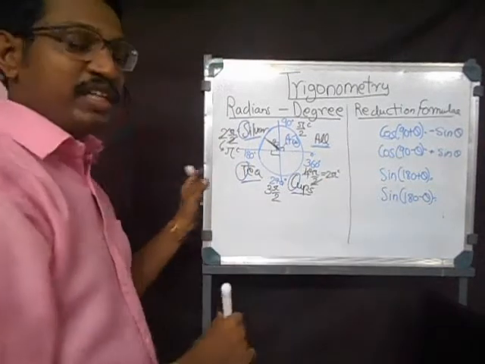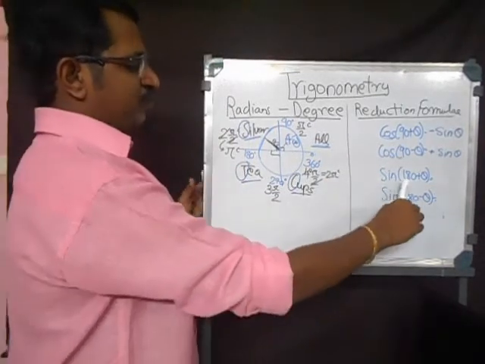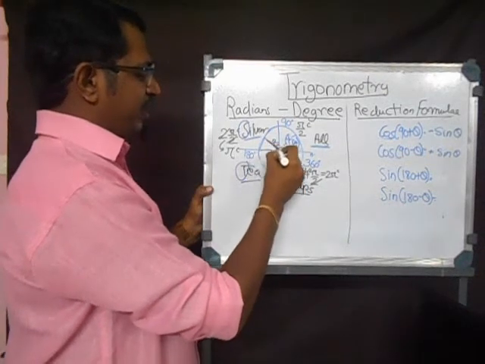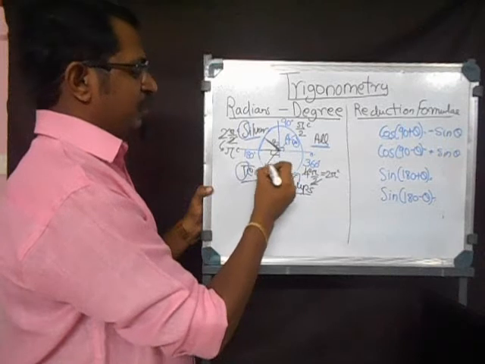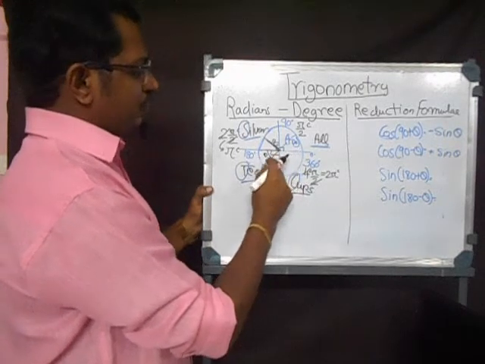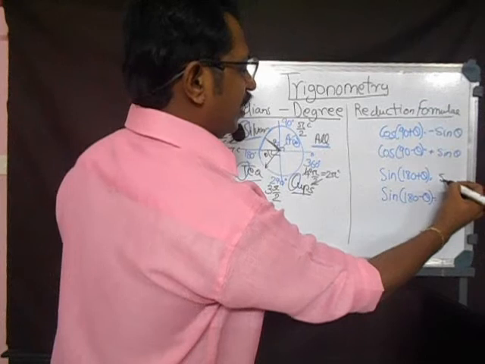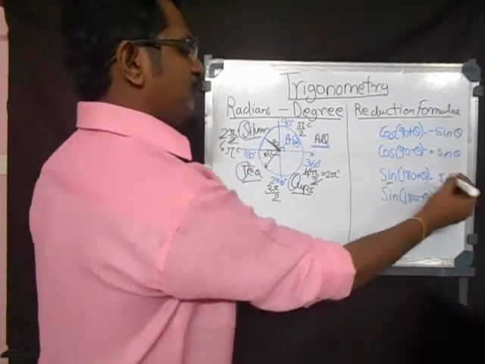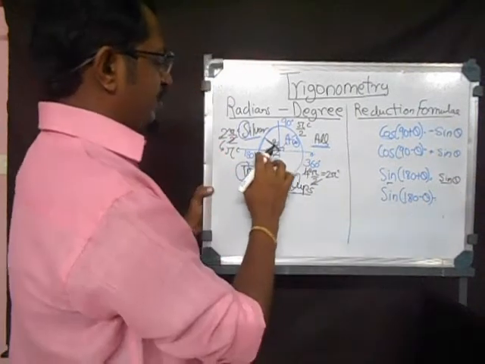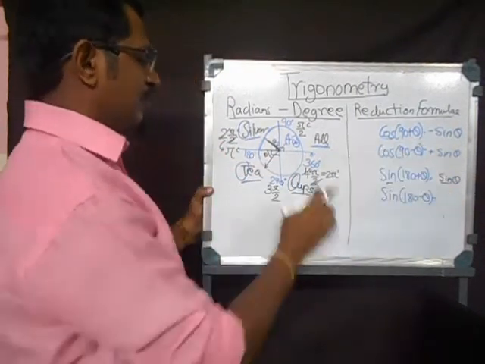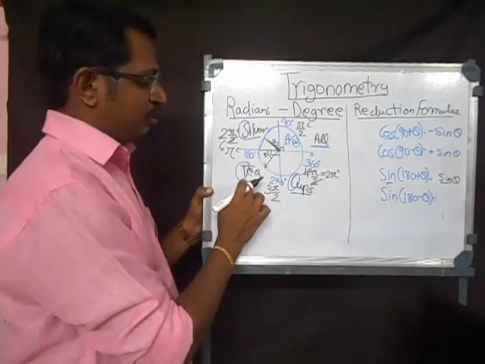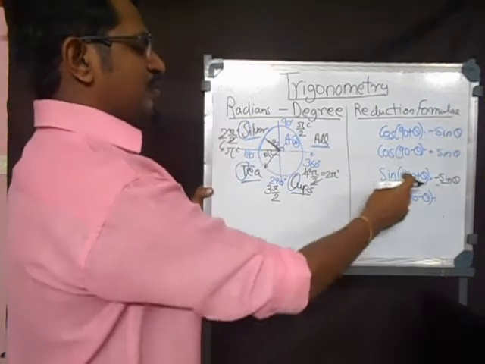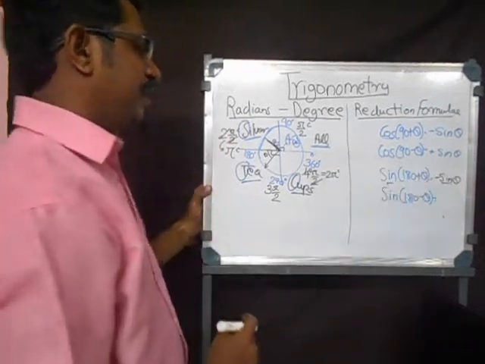Now coming to 180. What will happen? Again, 180 plus theta. Up till here it is 180 already, plus theta means it is coming here. So the sine will remain sine. But what will happen to the sign, negative or positive? Here only tan is positive, so it should be negative. So sine of 180 plus theta is minus sine theta.